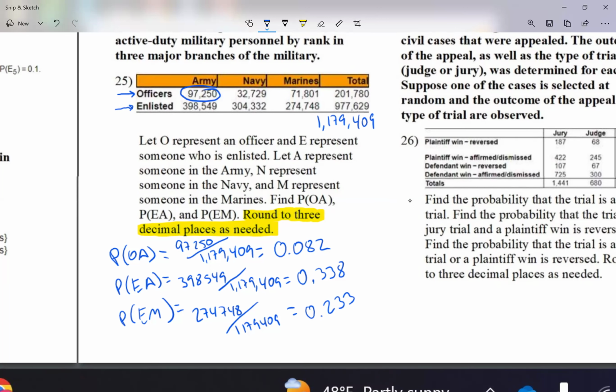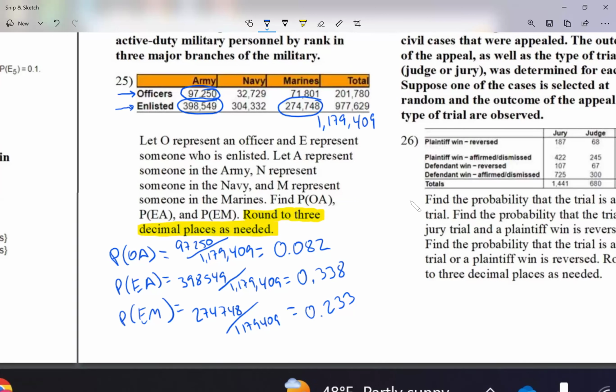If you notice, we found out officers in the Army. We found a percentage for that. Enlisted in the Army, we found that, and enlisted in the Marines. If you were to find the 6 possible percentages, right? Officers in the Army, Navy, Marines, enlisted in the Army, Navy, Marines. If you find all 6 possible probabilities, it should add up to 1. I don't think you will, but that's basically if you add them all.